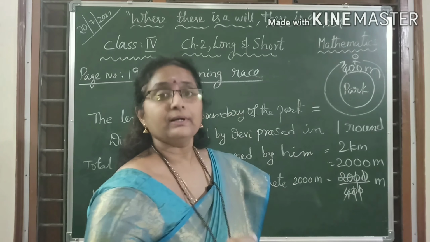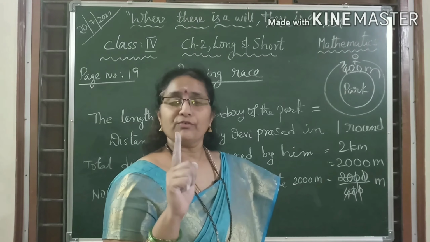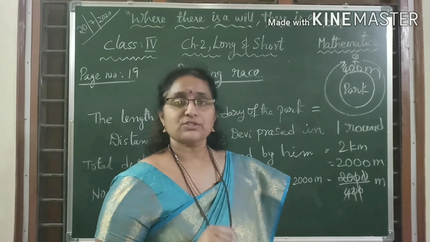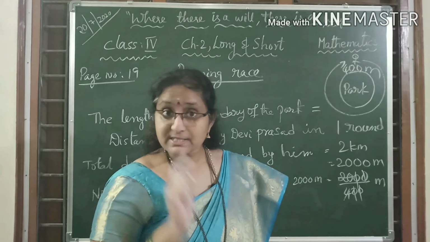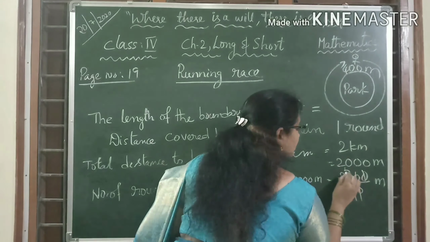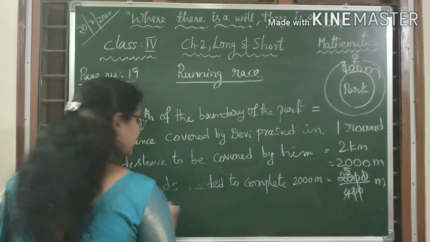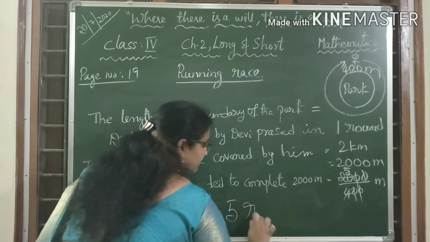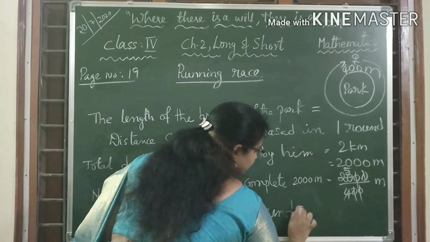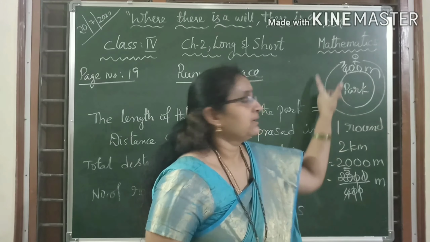Do you know the 4 table? Tell me. 4 1s are 4, 4 2s are 8, 4 3s are 12, 4 4s are 16, 4 5s are 20. So 5 times. So how many rounds does he need to take? 5 rounds. So Devi Prasad needs to take 5 rounds of the park.